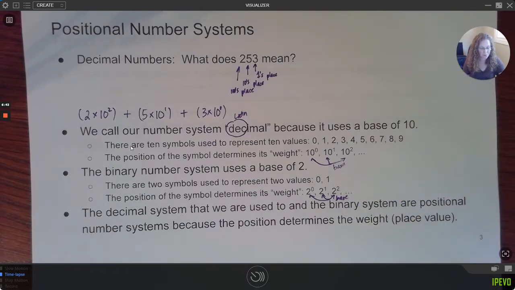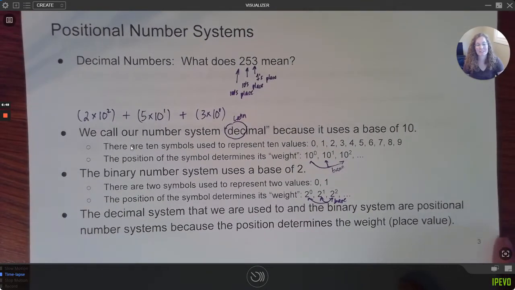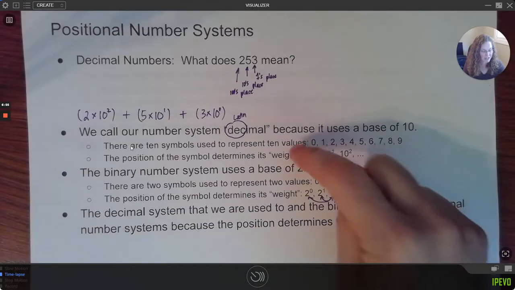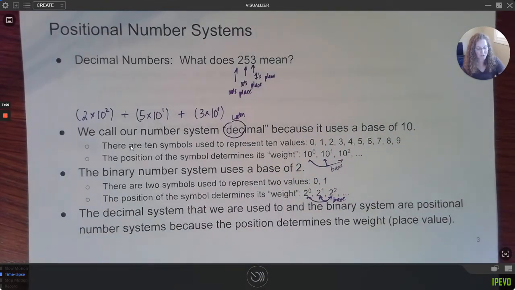So both the decimal system that we are used to and are very familiar with, and the binary system are positional number systems because they have these same categories. They have whatever the base is, that many different symbols, and then they use a position to base its weight or place value on.